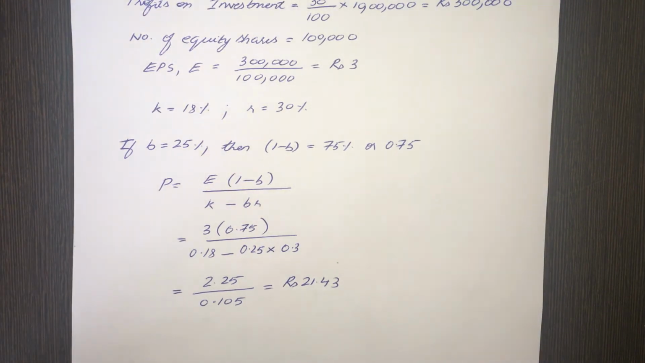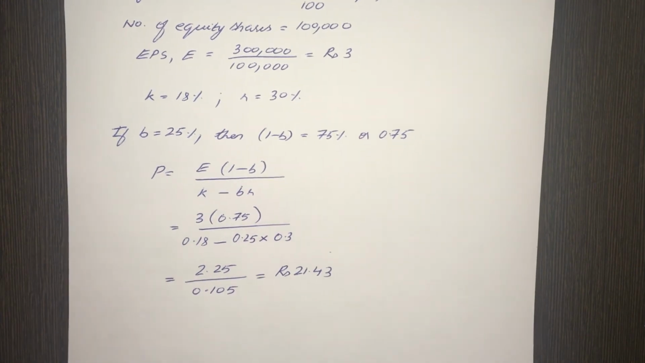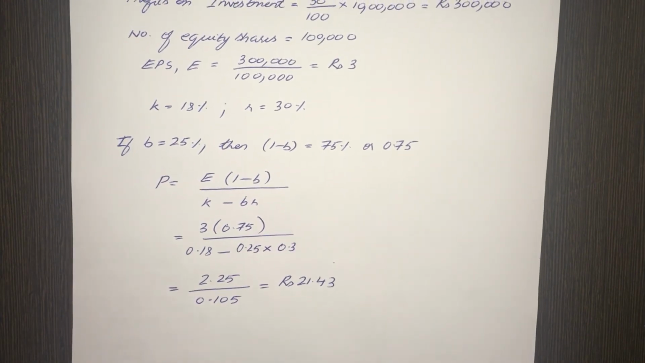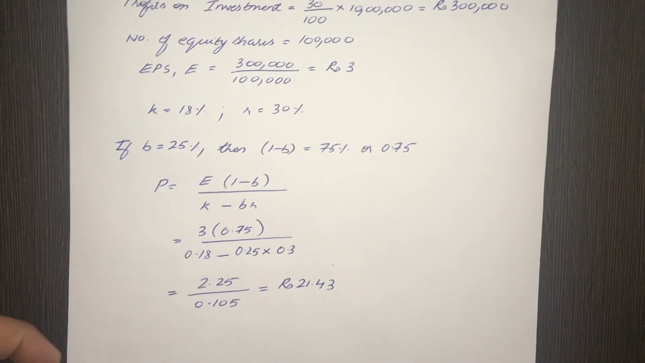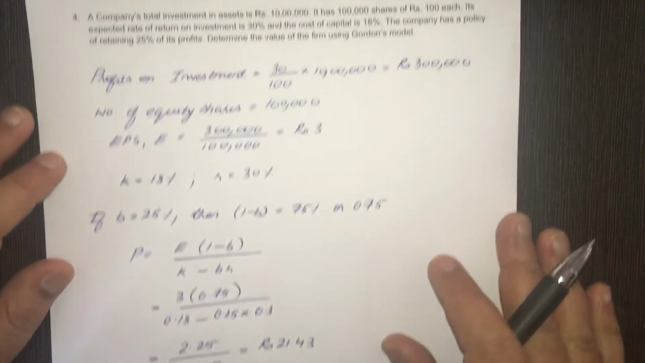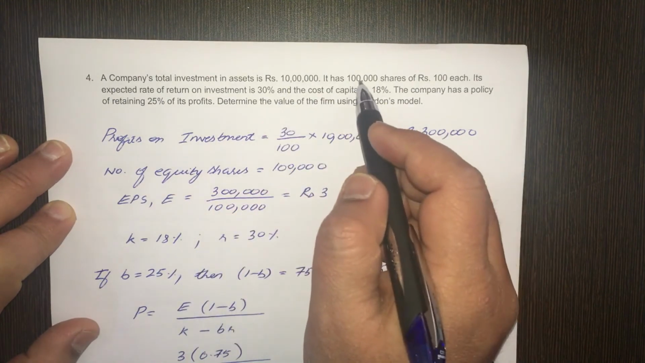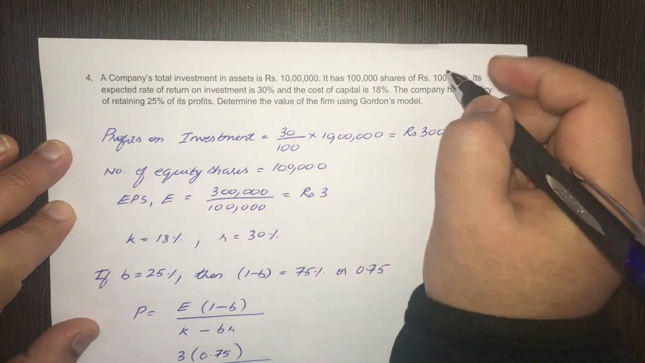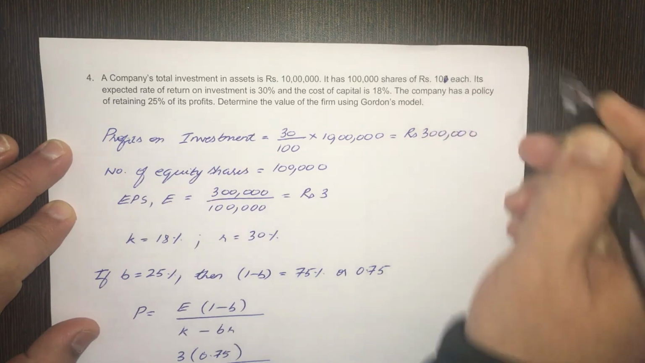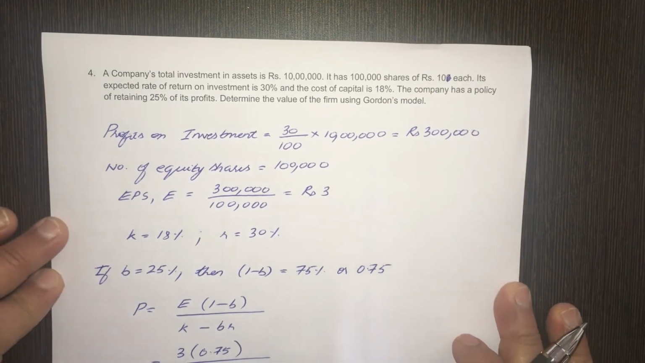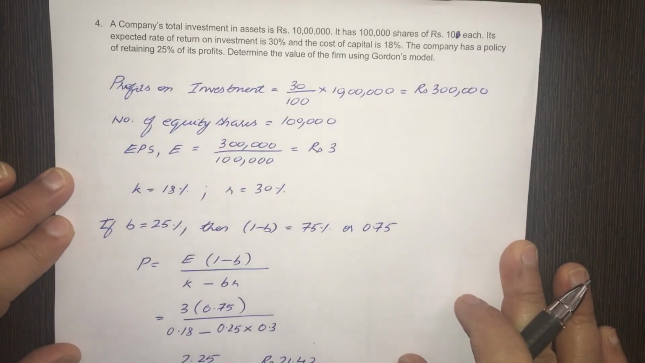share. All right, and so if you look at the market value of the firm, by the way, there's a mistake here because the total investment is 10 lakhs. So it has 1 lakh shares of rupees 10 each. It cannot be 100. It has to be 10 each. So finally, what is the value of the firm? The market value of the firm.